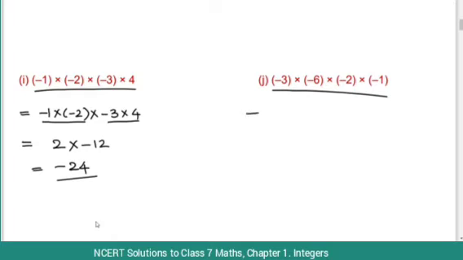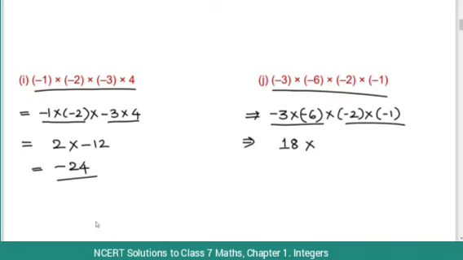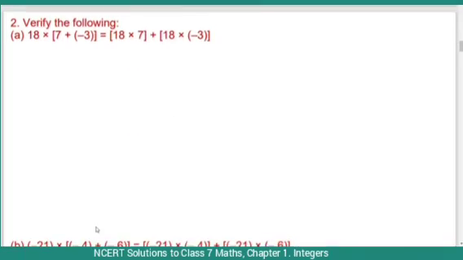Here comes minus. J, minus 3 into minus 6 into minus 2 into minus 1. So here 3 into 6 is 18. Minus minus get cancelled. Here also minus minus get cancelled. 2 into 1 is 2. 18 into 2 is 36.